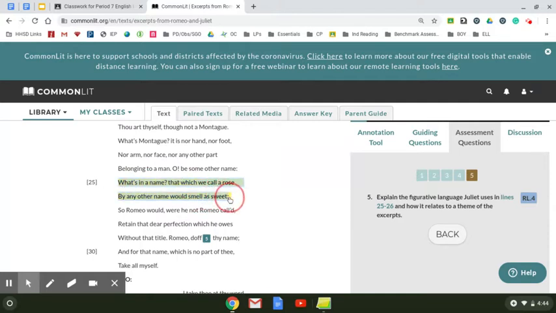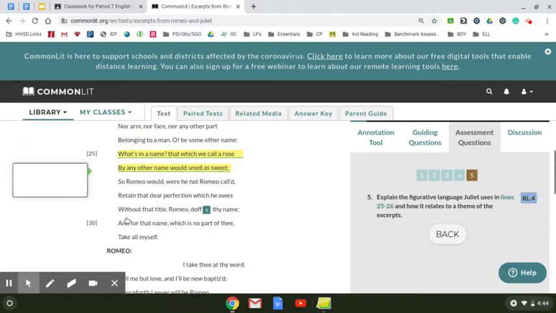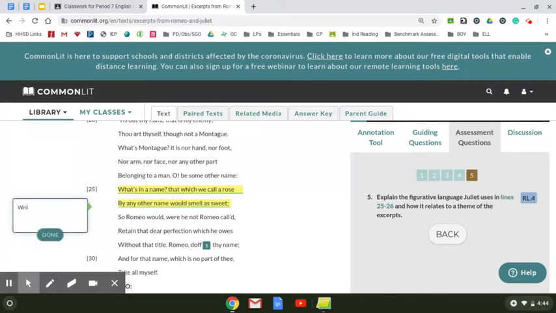So I'm going to just put a note on this for you. The writing question. Oops, I don't know what happened. Oh, here. Writing assessment question. What theme does this show? How does it show this theme? So that way, while you're reading, you can make sure to pay attention to that.